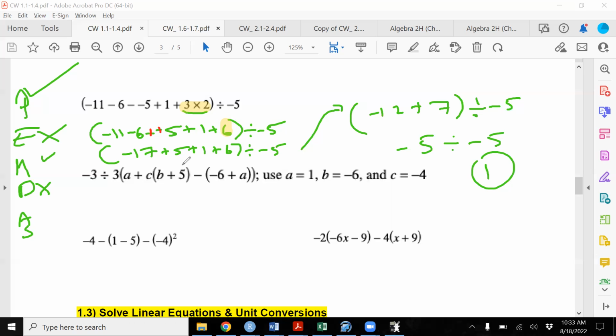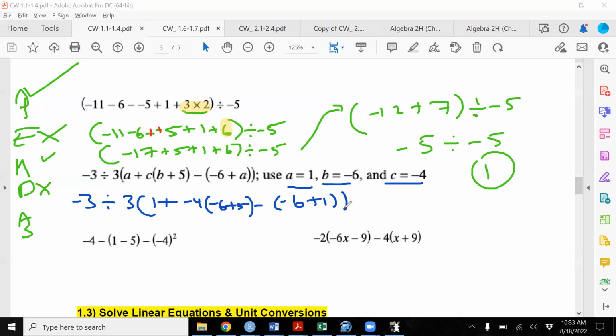Let's do some more. Let's look at this one here. Now, you have a bunch of letters here, but they tell you what the letters equal, right? So, substitute, just do it. Negative 3 divided by 3, parentheses. Now I'm going to put 1 plus negative 4 times negative 6 plus 5 minus negative 6 plus 1, double parentheses.